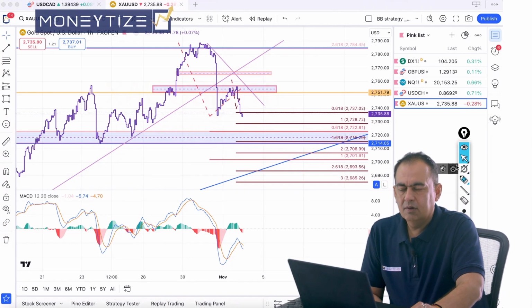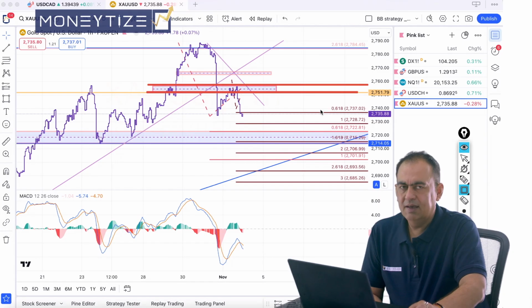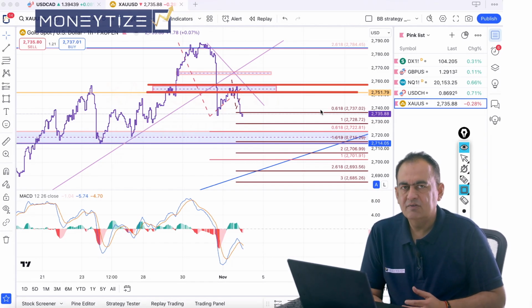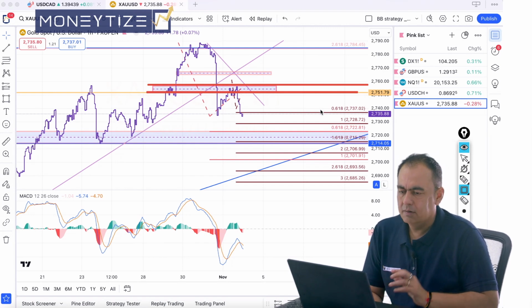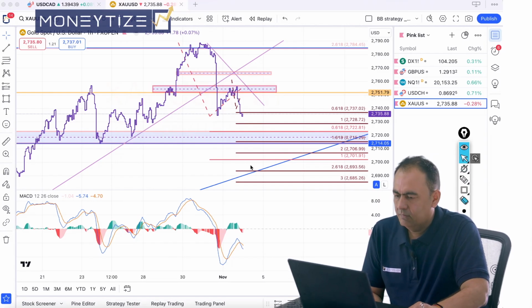Now the invalidation of gold's bearish plan would be a close above major resistance at 2750 to 2757. So any close above 2757 should be taken as an invalidation of the short-term bearish plan. I'm talking only short-term bearish plan here right now. And this is the plan for this coming week.